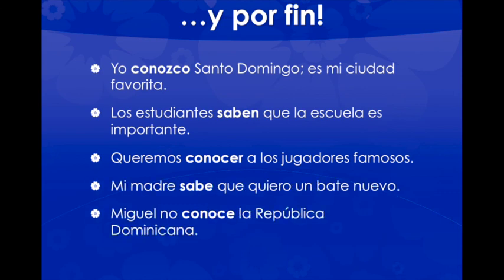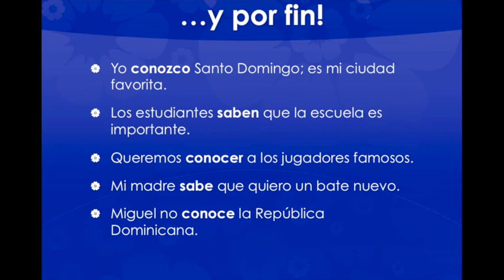And some final examples. Yo conozco Santo Domingo. Santo Domingo is a place, the capital of the Dominican Republic, so it's conocer. Yo conozco Santo Domingo. I know Santo Domingo. It's my favorite city. Los estudiantes saben que la escuela es importante. The students know that the school is important. Information. Queremos conocer a los jugadores famosos.